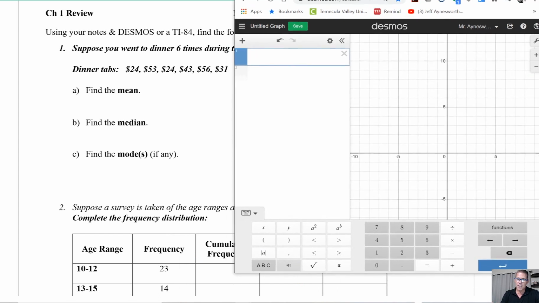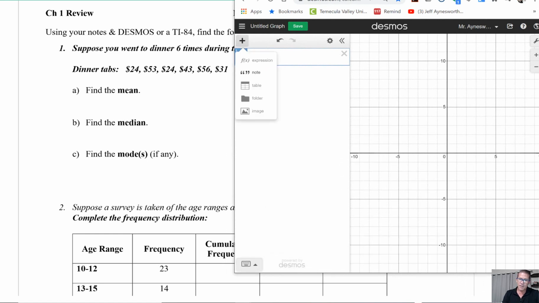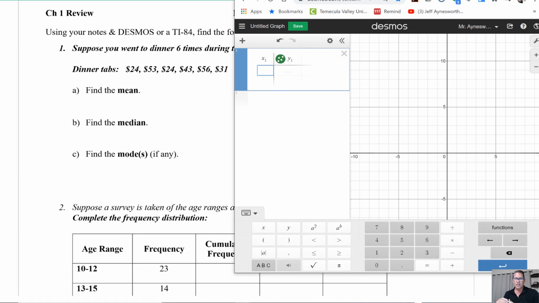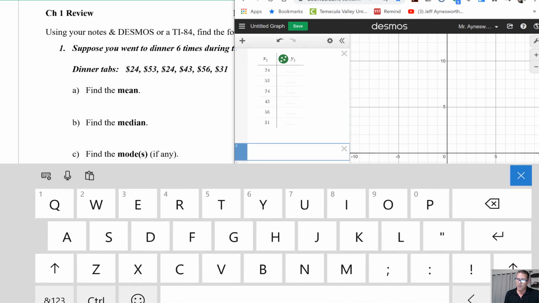And let's enter in your data. Okay, so let's put it in the form of a table. So go ahead and hit the plus sign, hit table, and let's go to town. Okay, so let's enter in with your keyboard here 24, 53, 24, 43, 56, 31. Boom. Okay. Now, after that point, we want to calculate a few things.